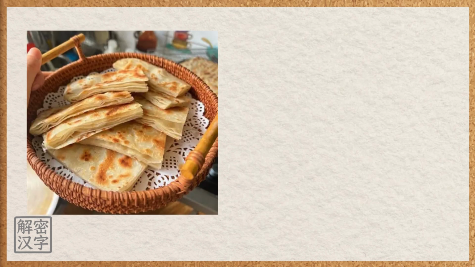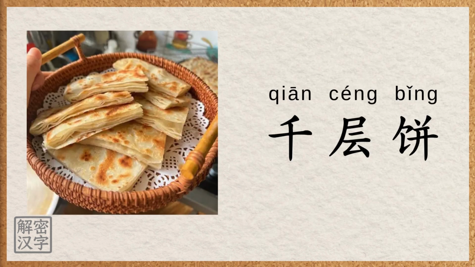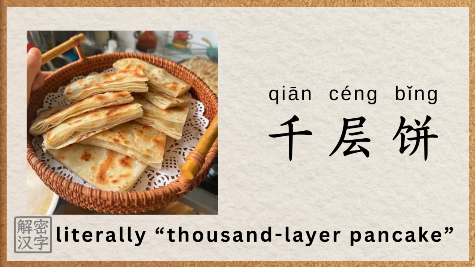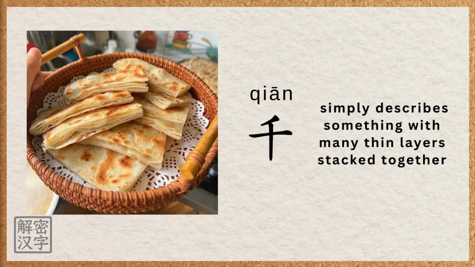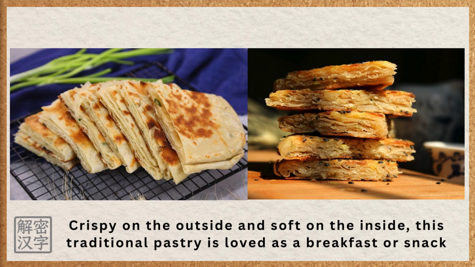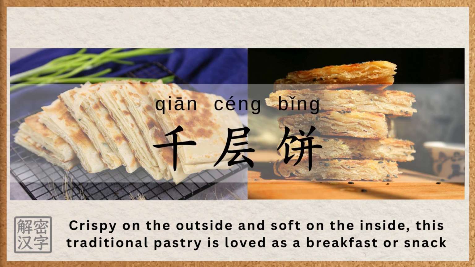The character qian also appears in the food name qiancengbing, literally thousand-layer pancake. Of course, it doesn't actually have 1,000 layers. Here, qian simply describes something with many thin layers stacked together. Crispy on the outside and soft on the inside, this traditional pastry is loved as a breakfast or snack called qiancengbing.